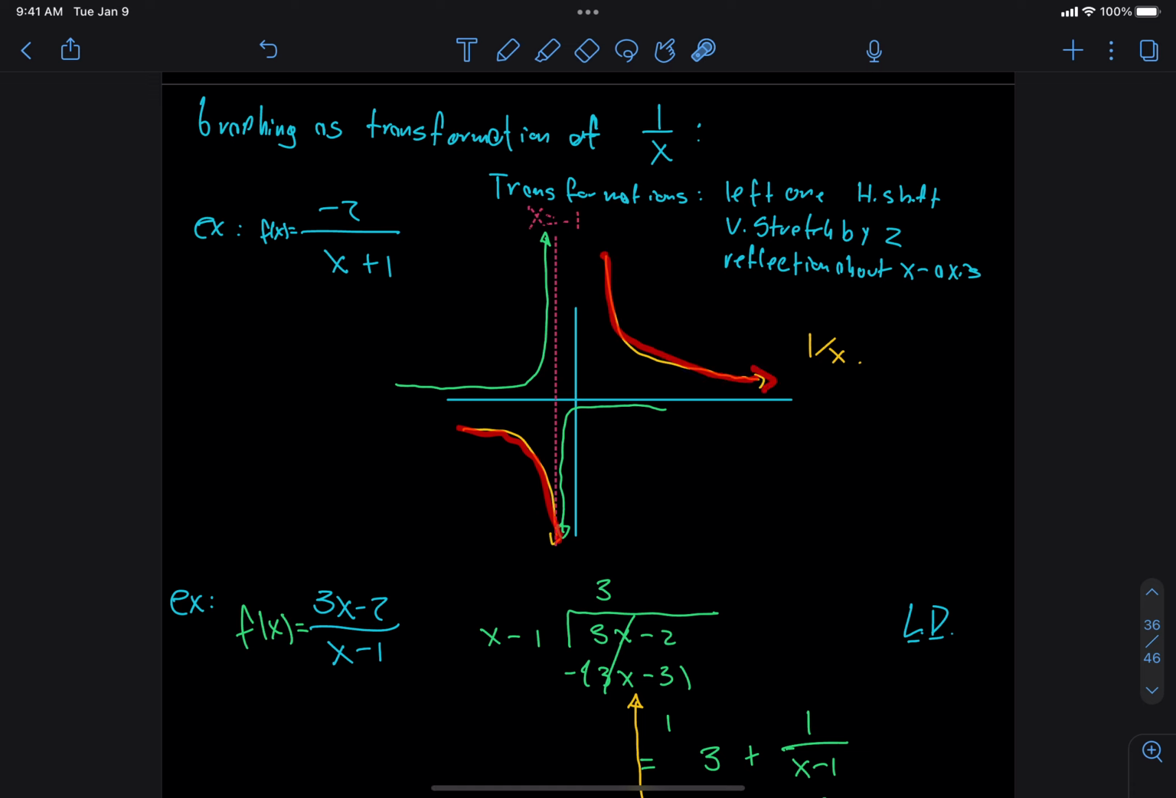So if I want to graph -2 over x plus 1, I just view it as the graph of 1 over x, but I'm going to move it to the left one. I'm going to vertically stretch it by 2, and I'm going to have a reflection about the x-axis. Those were coming from the +1 and the 2 and the negative sign here. So that was how we graphed that one.